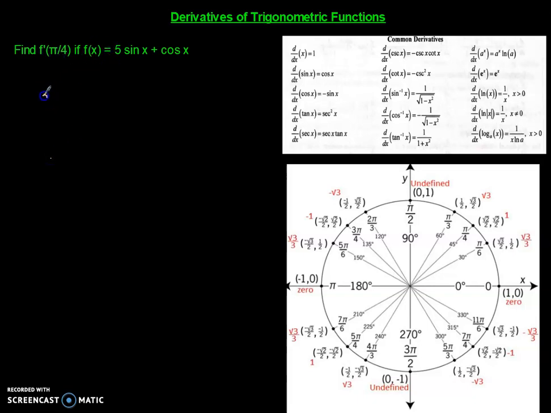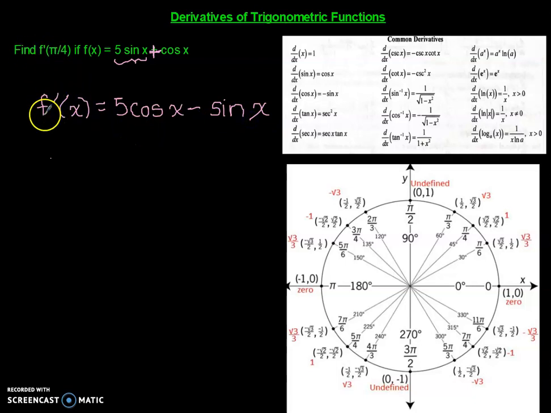Since I have f of x, to find f prime of x, I am going to take the derivative using the sum, taking the derivative of each term. So the constant is 5. I can bring that down and take the derivative of sine of x, which is just cosine of x. And then separated by the plus sign is another term in terms of x. That'll be cosine of x. And if you look, the derivative of cosine of x is negative sine of x. So rather than write plus negative sine of x, I'm going to rewrite that as minus sine of x.